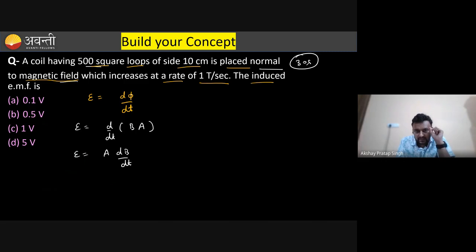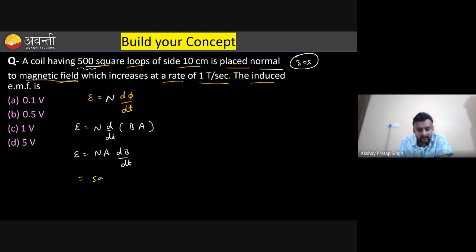Now, one thing you can see here: for one loop, the flux is BA. How many loops are there? You can see 500, or you can say n loops are there. So the total EMF is n times d phi over dt. What is n? n is the number of turns. So you can multiply n as well: n A dB over dt. Now put the values.